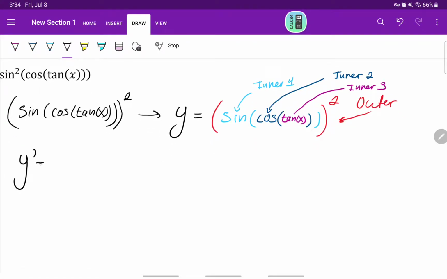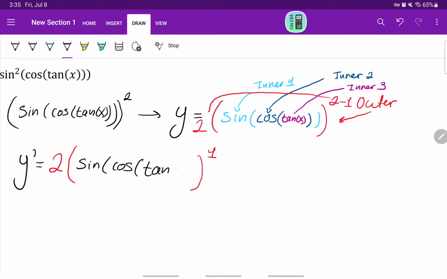Y prime is equal to, take the derivative of the outer function first. We have everything to the power of 2. Because this is a power function, you're going to bring your 2 down in front as multiplication, subtract 1 from your exponent. So that's going to be 2 times. Keep the inside of the parentheses the same. And 2 minus 1 is 1. I'm just going to put the 1 there for reference. And the inside is sine of cosine of tangent of x.